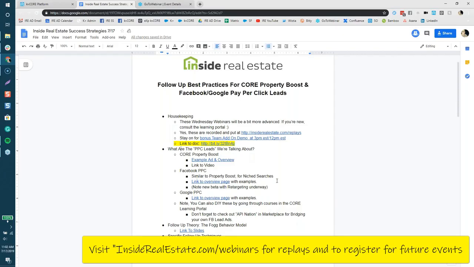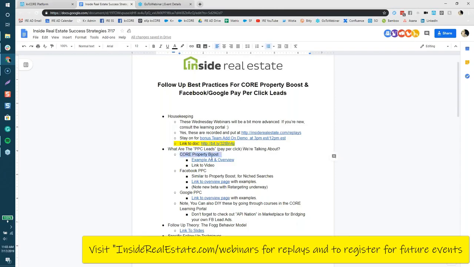Basically, let's start off by talking about what the PPC leads are that we're talking about. That term PPC stands for pay per click, and a lot of the products you have your hands on, KV Core and Conversion Plus, are built to convert pay per click traffic very efficiently. Across the board to a Google ad, for example, we're looking at about a 10% conversion across North America. That's going to vary. Now, the three main products we're talking about is our core property boost.